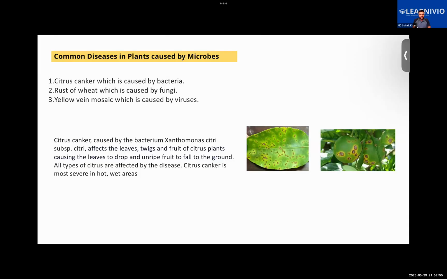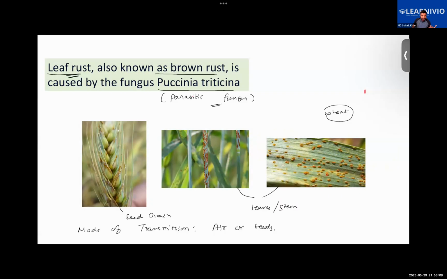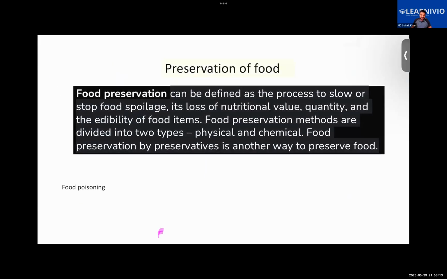So we learned about the disease-causing microorganisms in plants. Namely, we learned about the yellow vein mosaic virus, rust of wheat, and citrus canker. Now it's not only plants and humans that get infected by microorganisms. Even animals get infected, like cattle, poultry, and birds. They also get infected by different kinds of diseases. So there are some diseases in animals, in cattle or poultry birds, which we should be learning about.